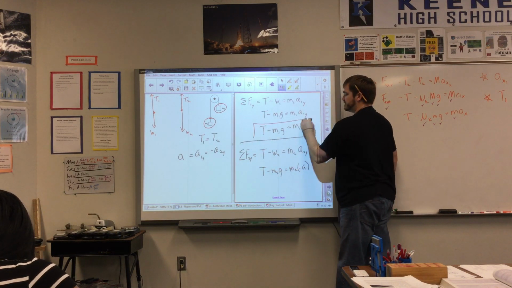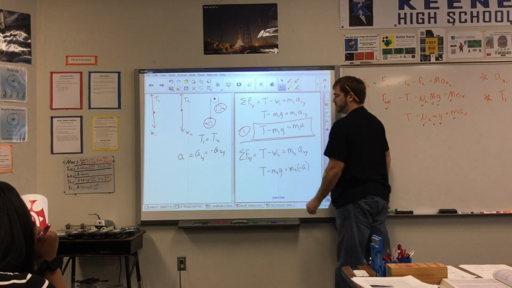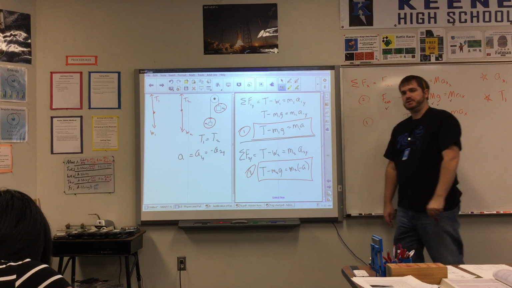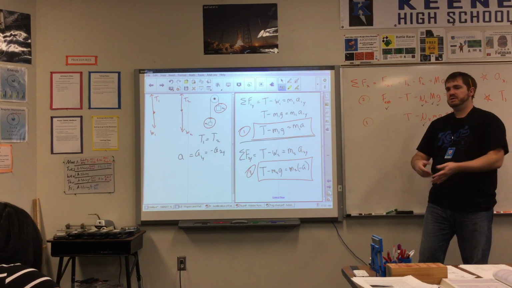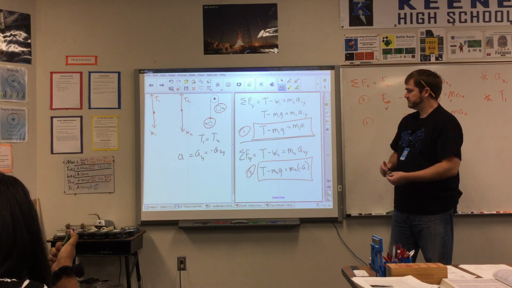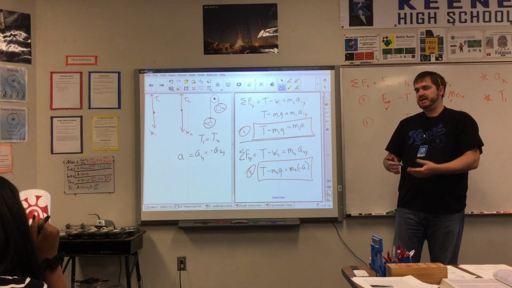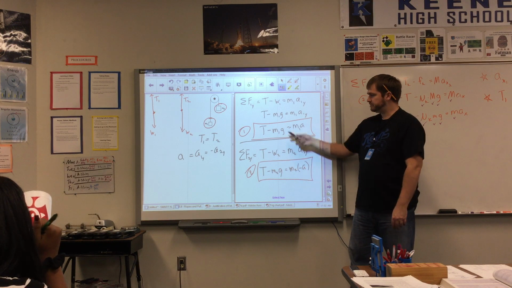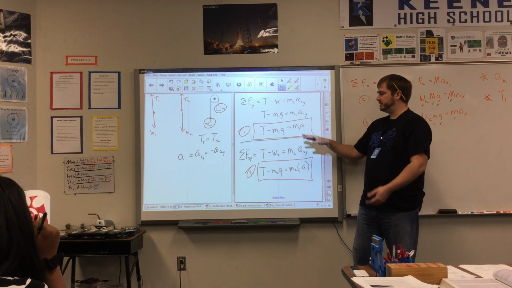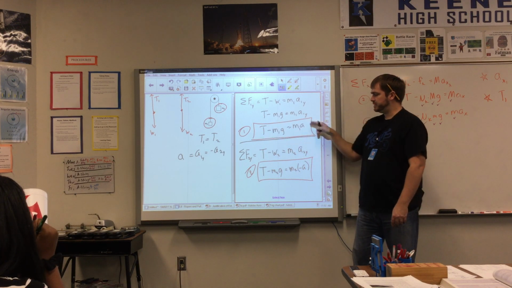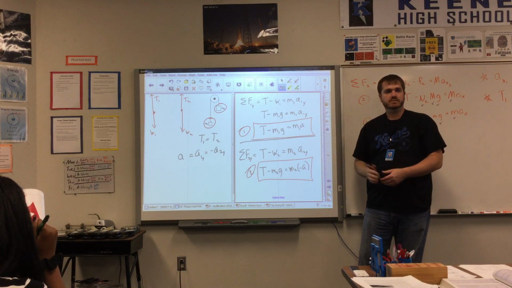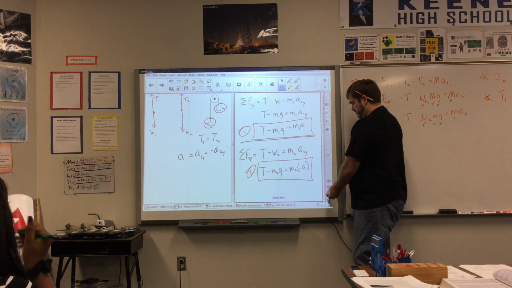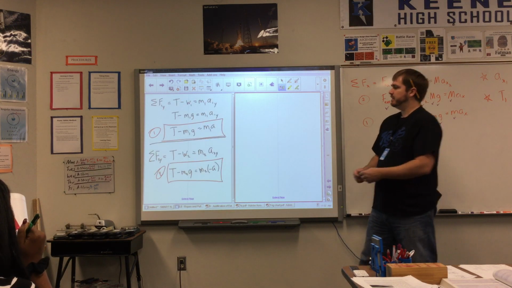So this is a good first equation. This right here is a good second equation. And then, if I gave you the masses, you could plug those numbers in and you would have 2 equations, 2 unknowns. You could solve for one of them. Would you like to go through that process? Let's go ahead and do that real quickly.